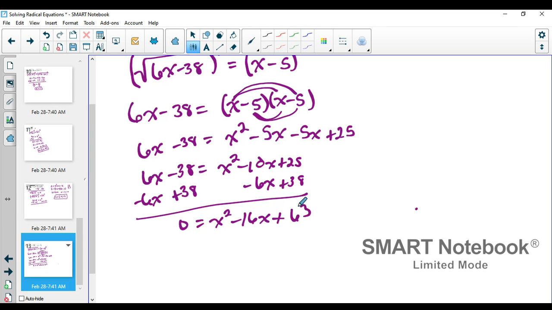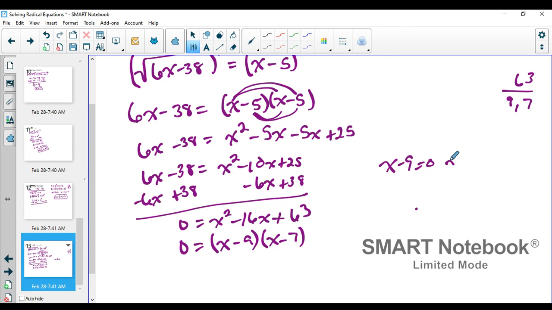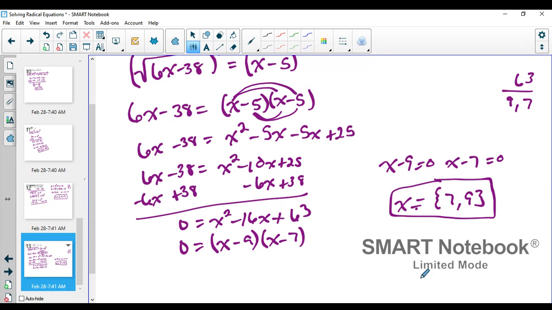Now we need to factor this. So we need the factors of 63 that'll get us 16, which are 9 and 7. So we have 0 equals x minus 9 and x minus 7. And then set both of those equal to 0, so that we have x minus 9 equals 0, x minus 7 equals 0. So x equals 7 and 9. And that is our final answer for this problem and the final example in the set of notes. So have a good day.